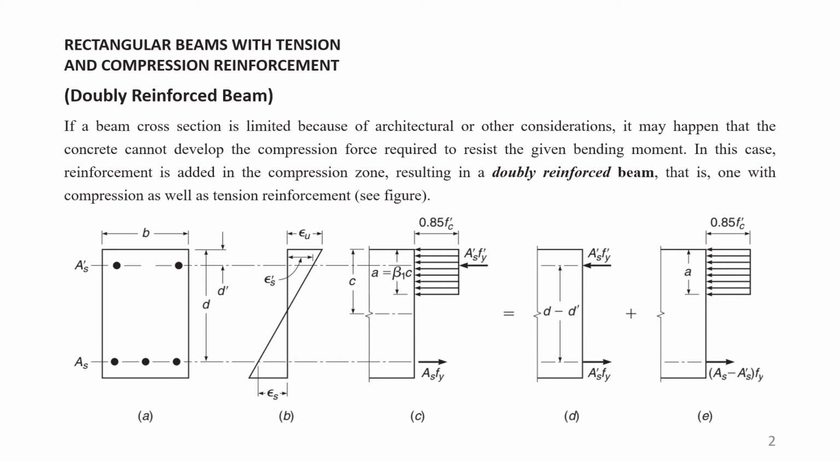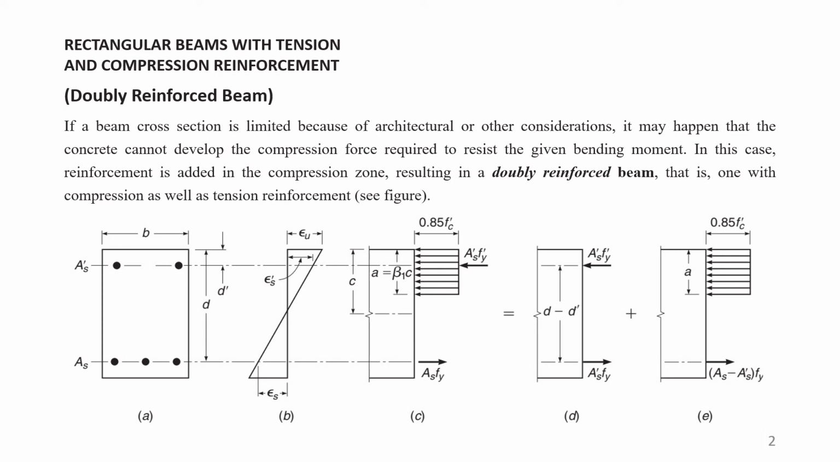And for the moment arm of the additional tensile steel and the compression steel is d minus d prime, that is shown in figure D. And in figure E is shown the compression force, the normal compressive force, that is 0.85 f'c into a, which will give you the compressive force, and the normal tensile force will be given by (AS minus AS prime) into fy.